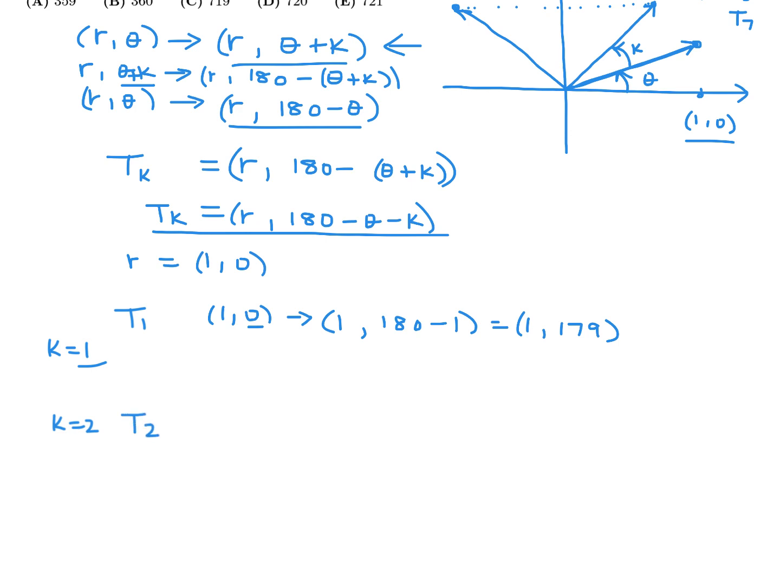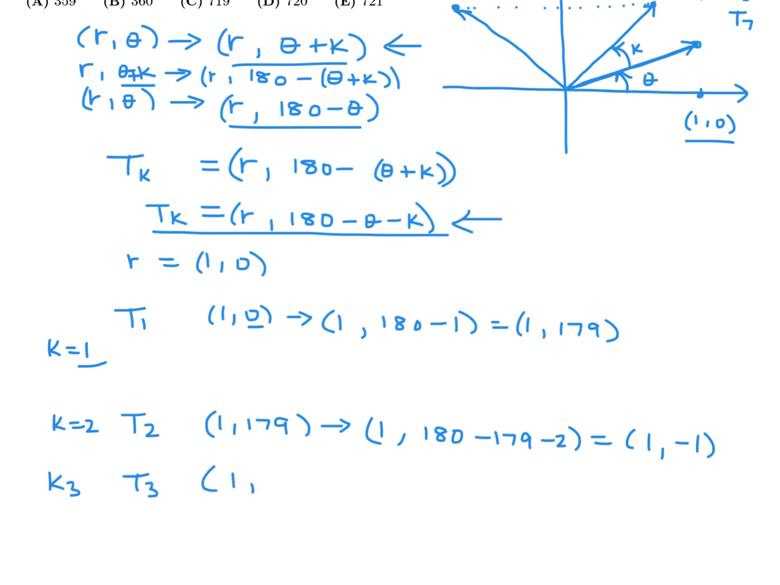Now we have to do t2. t2 is you're taking 179, and then you're taking it to here. So it would be 180 minus theta, which in this case is 179, minus k, which in this case is 2. So this gives me 1, and minus 1, right? Yeah. Okay, let's keep it going. k is 3, this is t3 this time. Now we have 1, negative 1, and this would basically be 180 minus 1, minus 3. So that looks like 181 minus 3, so 178.